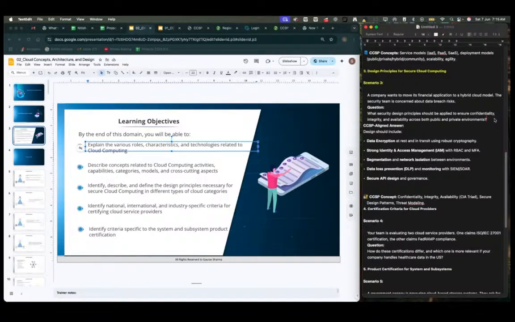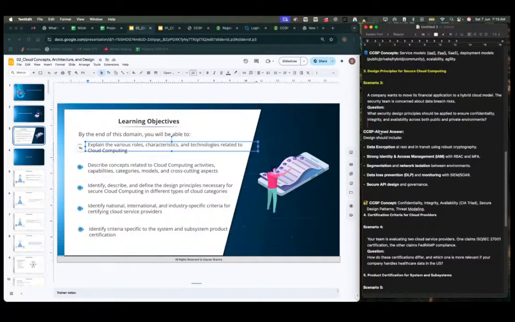So the right answer aligned according to the CCSP: data encryption at rest and in transit using robust cryptography, strong IAM with RBAC and MFA, segmentation and network isolation between environments, DLP (data loss prevention), and monitoring with SIEM and SOAR. Anything we can use, QRadar, Splunk, Sentinel, we have a lot of them. And then secure API design and governance.